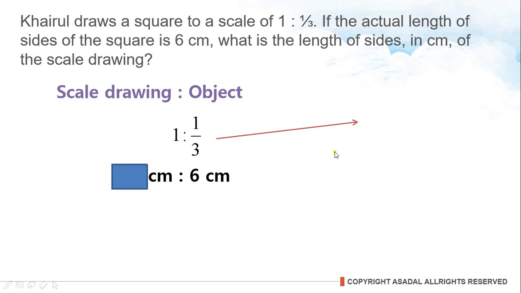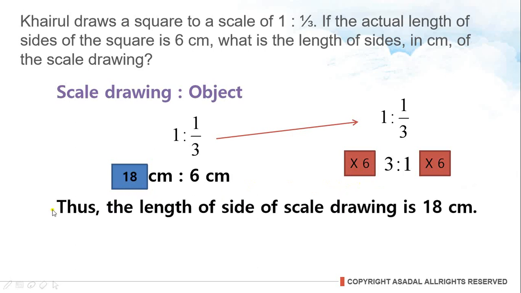So this is the scale. We multiply both sides by 3. So we get 3:1. Here the object is 6, so we multiply by 6 for this side, and also for this side, we multiply by 6 to get the answer. So 6 times 3 is equal to 18. Thus, the length of the side of the scale drawing is 18 cm.